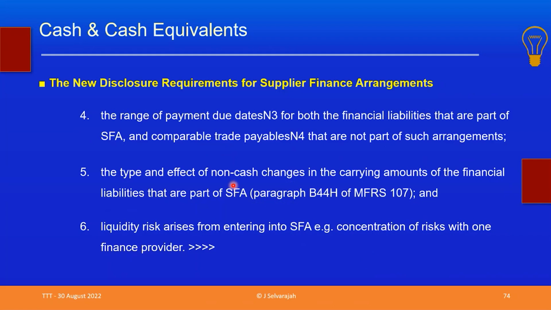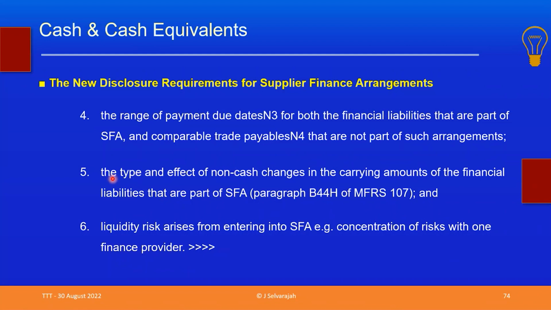Now, the range of payment dates. I don't know what this thing is. Why I got N3, N4 here? I don't know what happened here. Please delete this N3 and N4. Maybe I was typing and something got in the way.